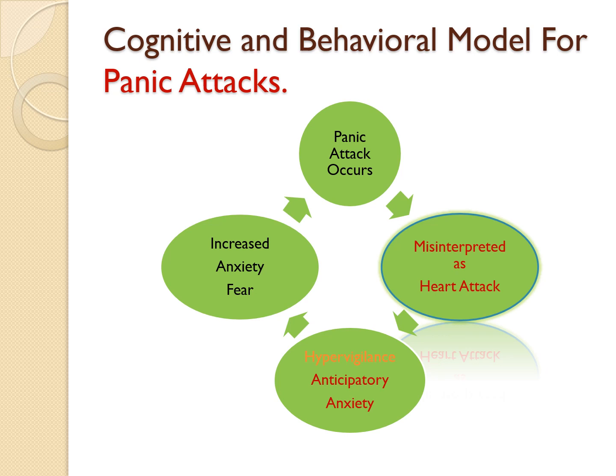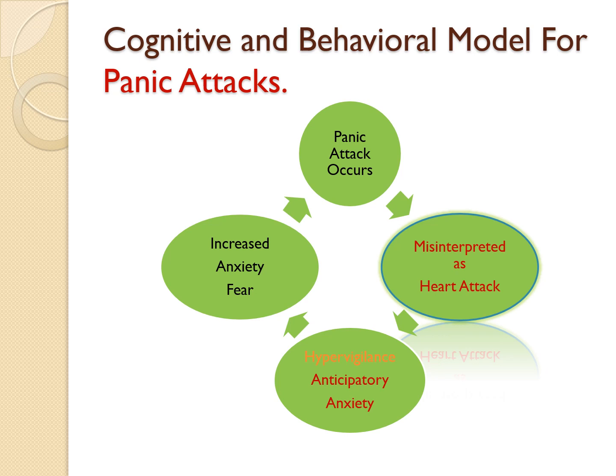So this is the vicious cycle for panic attacks. What happens in panic attacks on the basis of the CBT model? A panic attack occurs, and that attack is misinterpreted as a heart attack or MI. Then the person acquires a behavior of hypervigilance or anticipatory anxiety of having another attack. And this behavior increases the anxiety and fear, and again a panic attack occurs, and the cycle goes on.